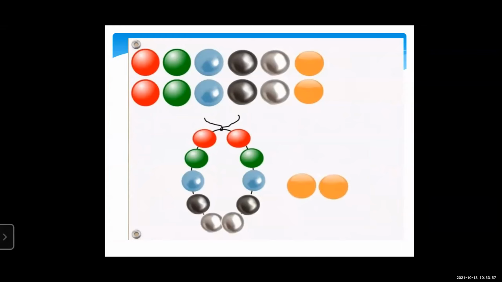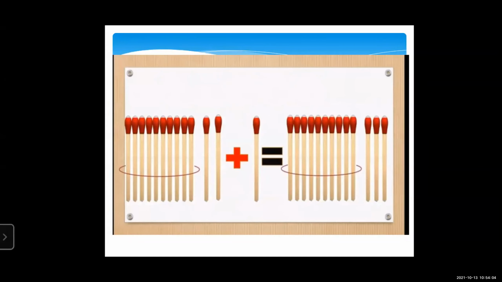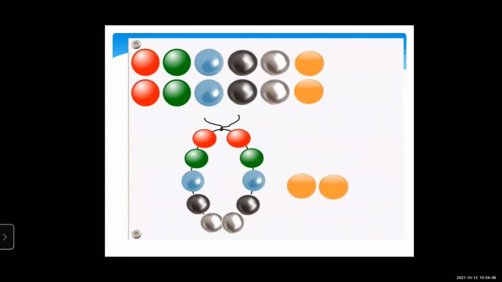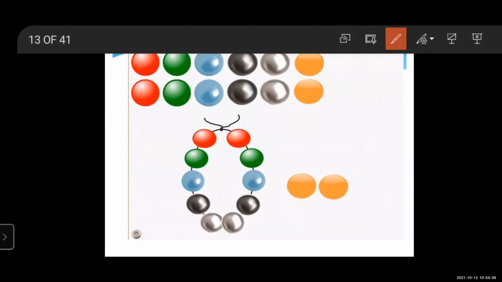See, let's see. These are the beads, and make the necklace of 10 objects in a single group. Okay, one group, there are 10 objects. That is called 10. 10 plus, and these are the two beads. Means write down 2. Then what is the answer? 10 plus 2 is equal to 12. Understood, everyone? Yes.